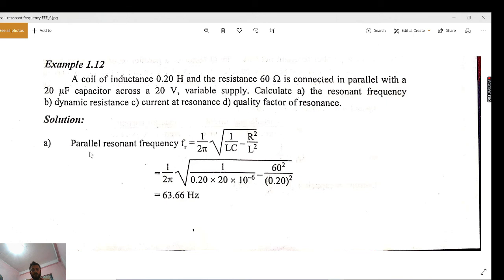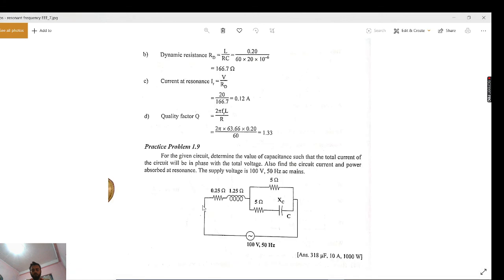So in the case of parallel we have the resonance frequency given as Fr equals 1 upon 2 pi root under 1 upon LC minus R square upon L square. On substituting the values of L, C and R we will get 63.66 Hz. And similarly, we have to calculate the dynamic resistance RD, which is given as L upon RC, so we'll get the value as 166.7 ohms.